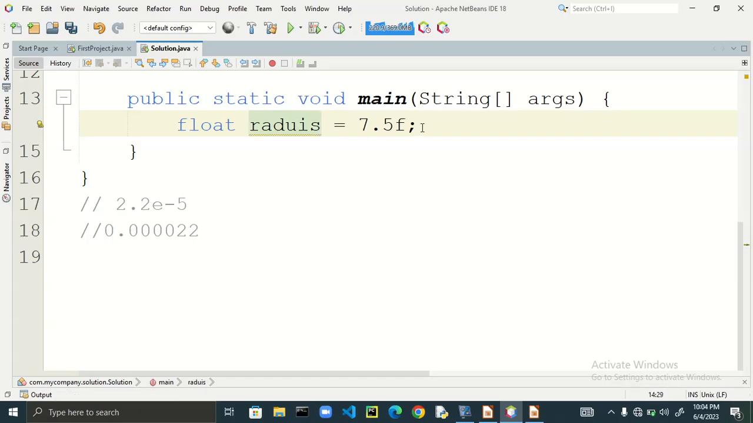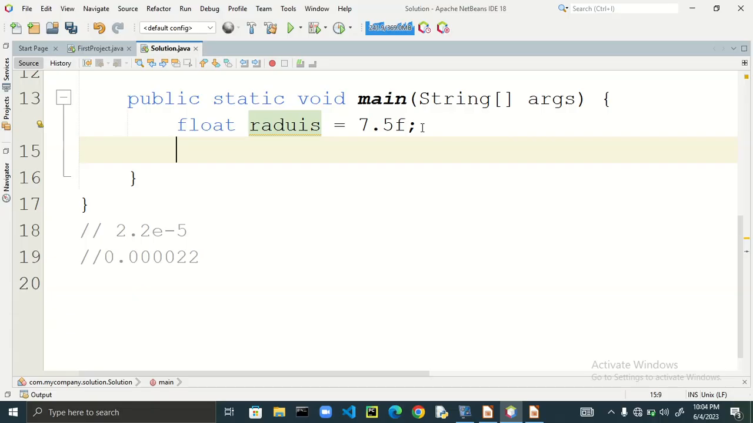So we have our radius, and we also know that pi is a constant. For us to declare a constant, we are going to use final now, float, and then pi is equal to 3.142f because it is a float. Now this final is a way of telling Java that this variable is going to be a constant. Its value is not going to change anywhere in our program.